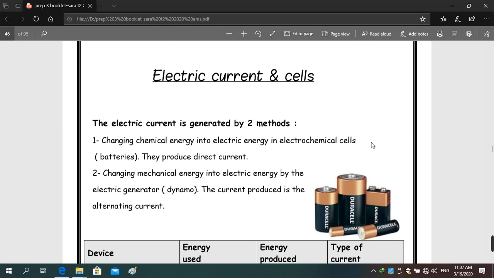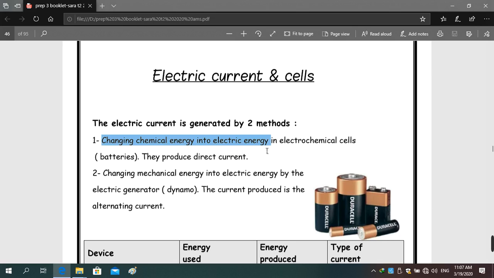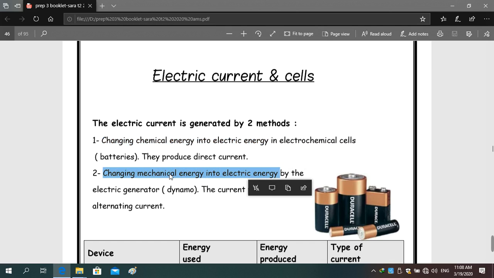Number 1, we have 2 methods to generate an electric current. Method number 1, changing chemical energy into electric energy in electrochemical cells like batteries. Method number 2, changing mechanical energy into electric energy, like a dynamo and a station generating electricity.